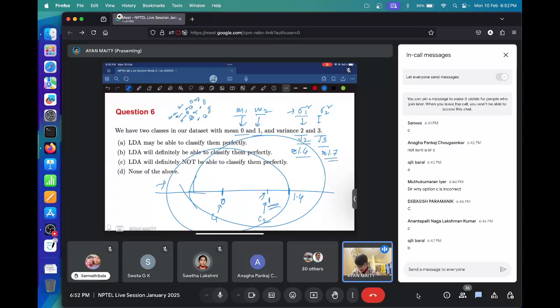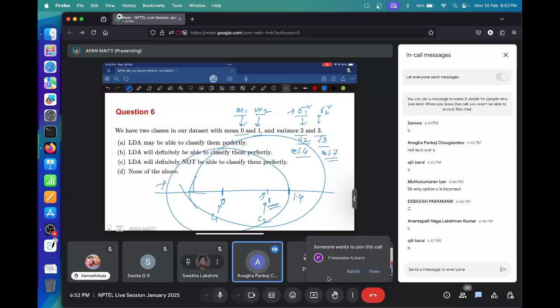So linear decision boundaries cannot classify them perfectly, but higher order methods might be able to somehow fit these points like this. They would be able to form some complex decision boundaries, and they might be able to classify them. But linear classification methods will not be able to classify them if the classes overlap.